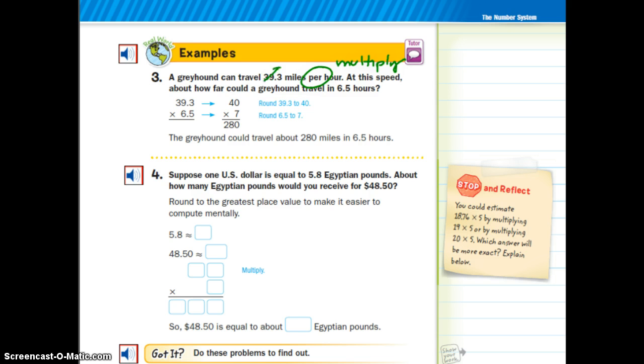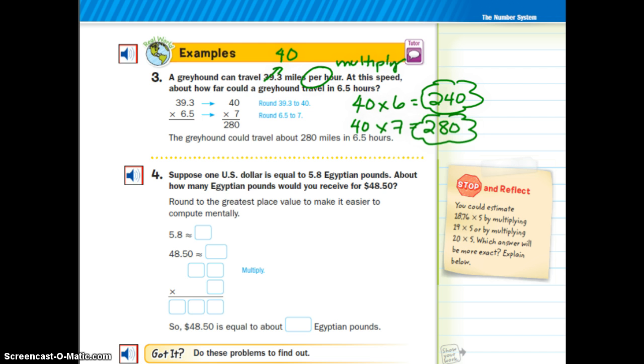So let's go ahead and round the 39.3 up to 40. So then we have 40 times 6, or 40 times 7. In this case, we have 240, or we have 280. And again, those are both excellent estimations because we know that the whole component of the answer is 3 digits. All right, so next one.